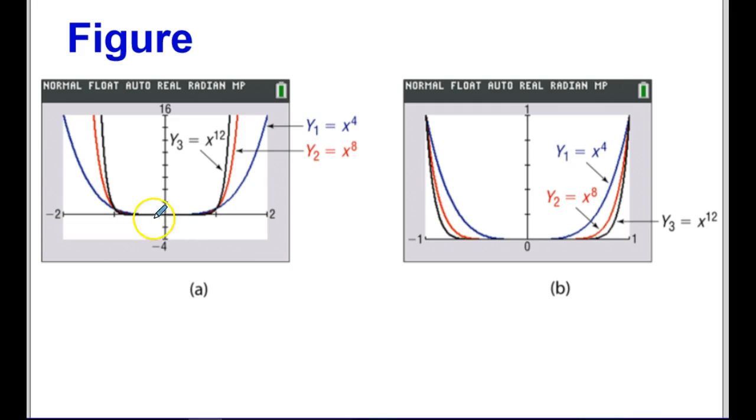These power functions are graphed through the origin, and then the larger my exponent gets, the steeper my graph gets. So I still kind of go through the same spot, but you'll see my x to the 4th in blue, and then x to the 8th in red, and then x to the 12th in black. So we just seem to get steeper more quickly the higher the exponent goes. Okay.